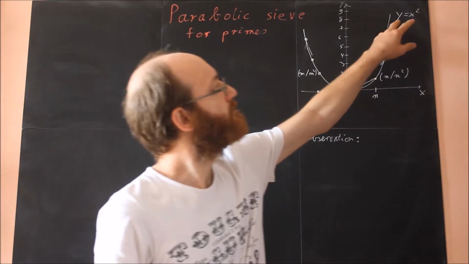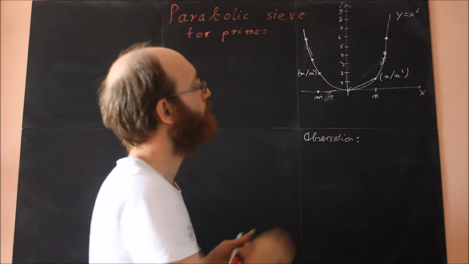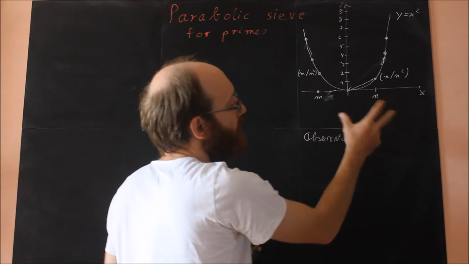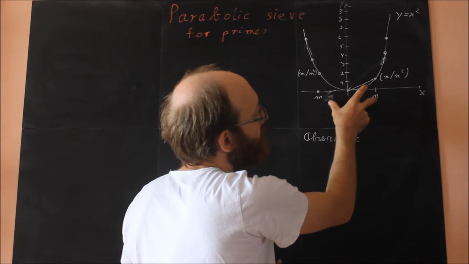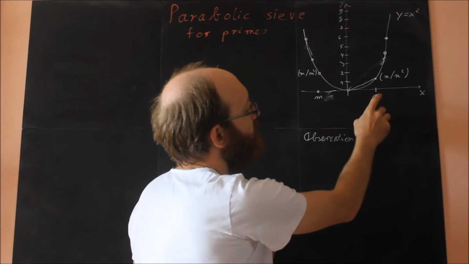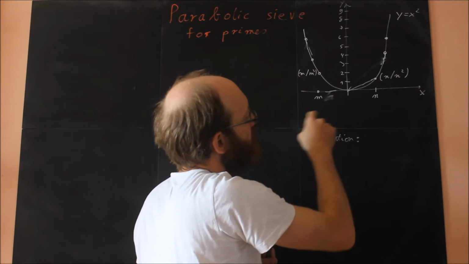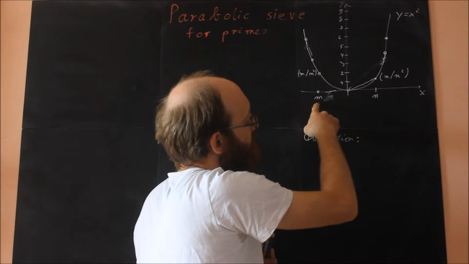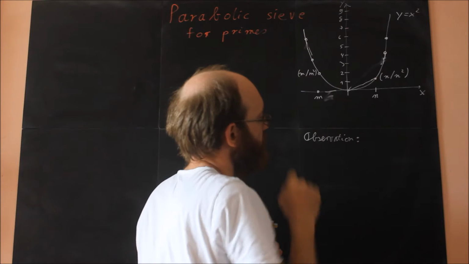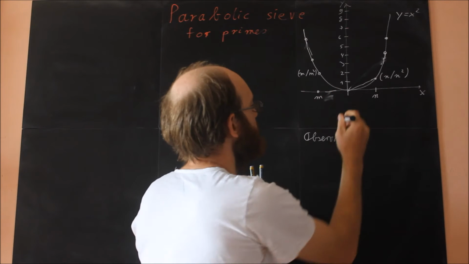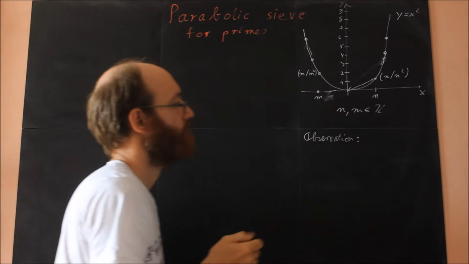We consider the normal parabola y equals x squared, and then we take care of integer coordinates lying on the parabola. For example, if the x value is n, then the y coordinate is n squared, and also if the x value is m, then the point m squared is on the parabola, and n, m are integers.